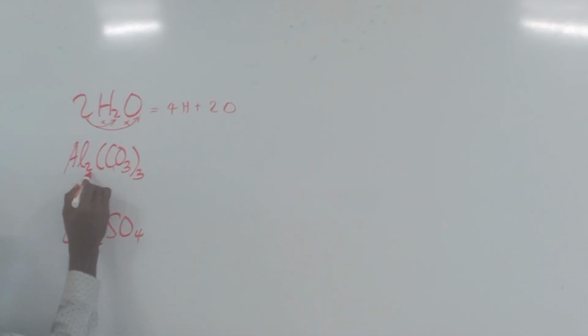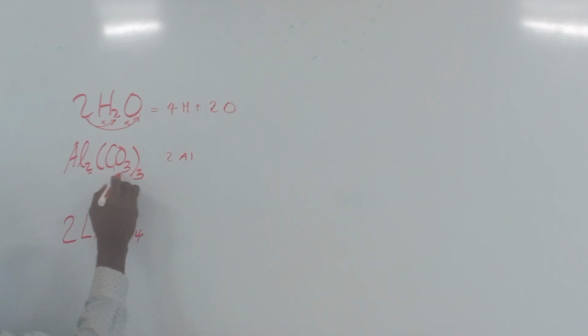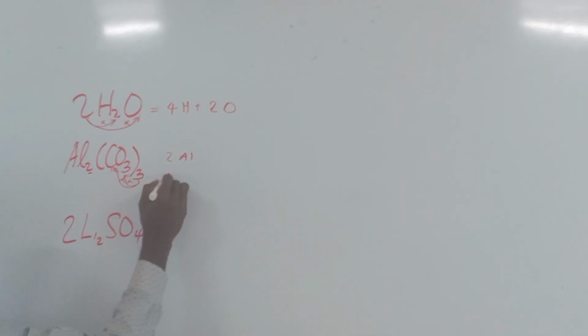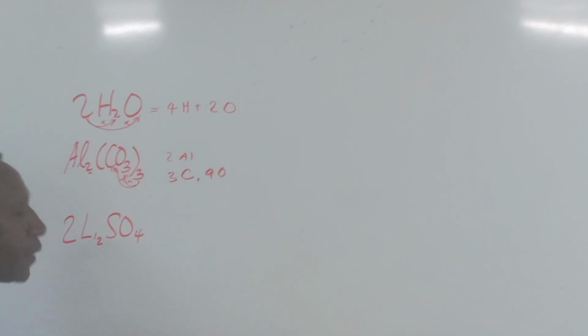So for aluminum, this 2 here belongs to aluminum. So it will be 2 aluminum. And then for oxygen, 3 times this. And then 3 times carbon, 1 inside here. So there will be 3 carbon and 3 times 3, 9 oxygen. That's how we count the number of atoms.